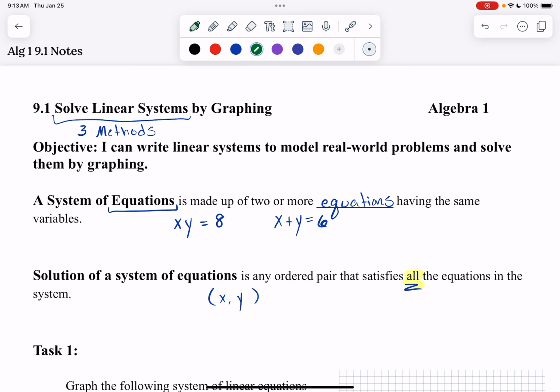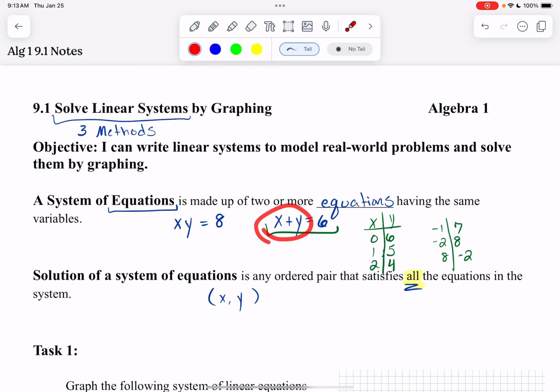Okay, so if we look at this previous one, solutions that satisfy this equation, if we create an XY table, would be like 0 and 6. When I add those, I get 6. 1 and 5, when I add those, I get 6. 2 and 4, and so forth and so on. I could keep going forever. There's an infinite number of solutions. There's an infinite number of numbers that I can add because we could have negatives, like -1 and 7, -2 and 8, 8, -2. Could go the other way around. So there's an infinite number of solutions where, when I add the two numbers, I get 6.